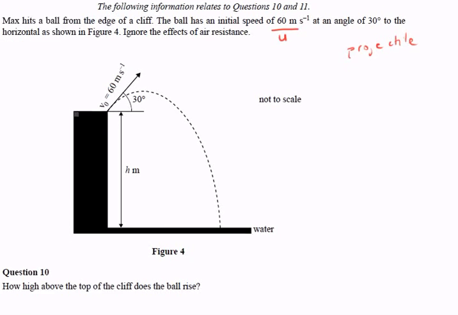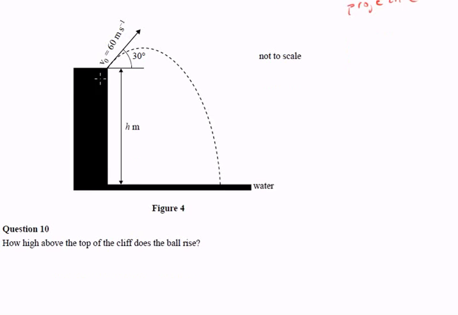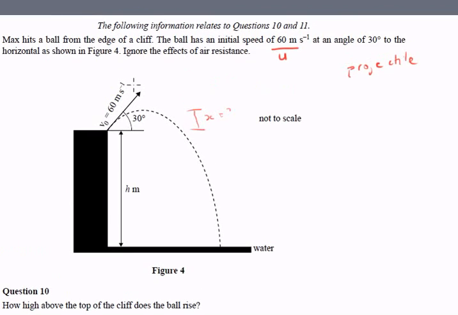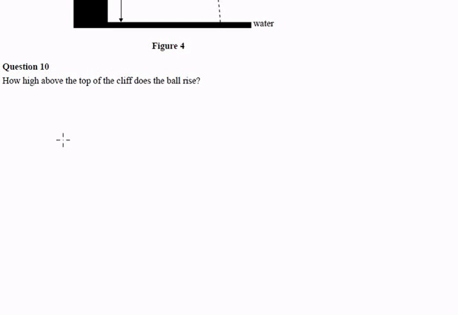The first question asked us, how high above the top of the cliff does the ball rise? So how high does it rise up here? Because this is a projectile question and he hits it at an angle, what we can end up doing is separating this into vector components. This is the important thing we need to do first.